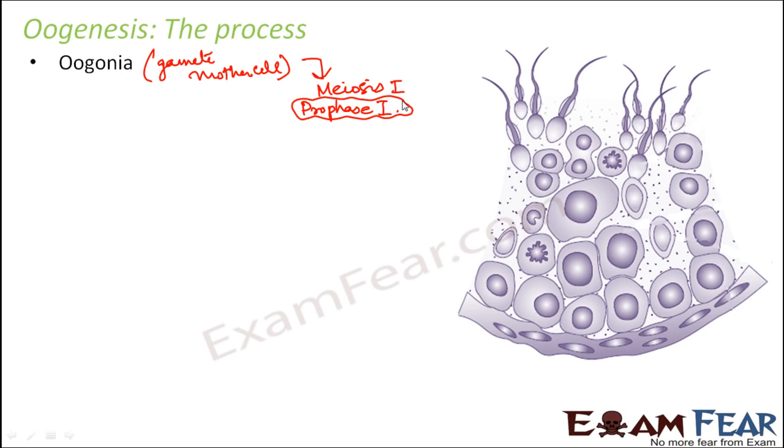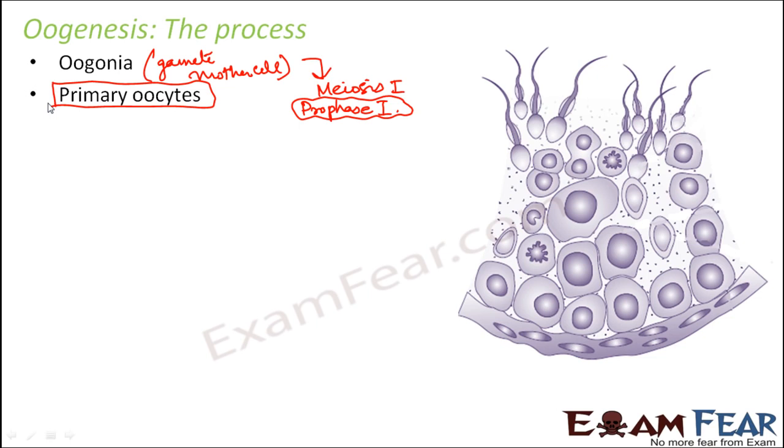So somebody presses the pause button, and as a result, they get arrested in prophase 1 mode. The cells formed at this stage, where the oogonia are arrested in prophase 1, are called primary oocytes, and these primary oocytes remain like this till the female reaches puberty. So till puberty, they just have the primary oocytes in their ovary.